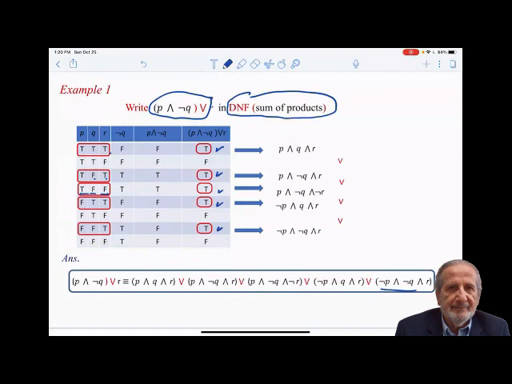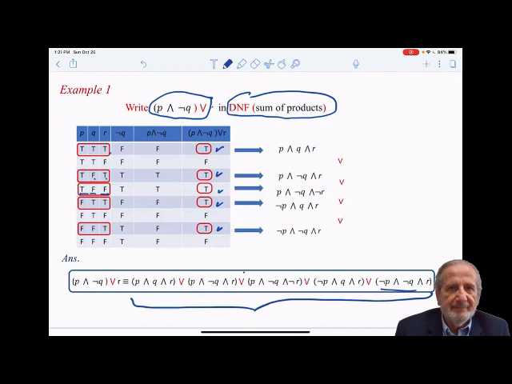This first one here is coming from T, T, T, and that produces P and Q and R. This one here is coming from T, F, T, and that produces P, not Q and R. And you finish those. The last one, this one here is coming from F, F, T: not P, not Q and R. And then you put between them the OR, and you get this expression.